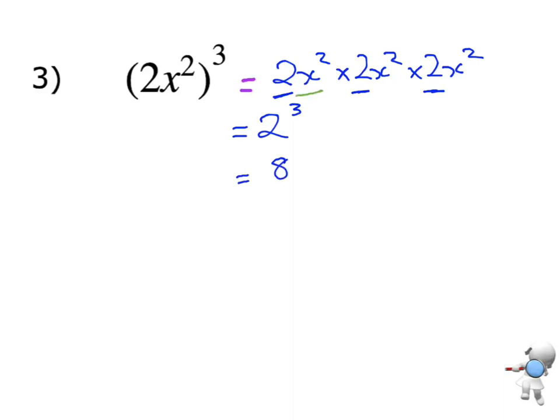Then think about the x's. x squared times x squared times x squared. That's going to give me x to the power of 6. So I can write it as 2 cubed x to the power of 6, or I can write it as 8x to the power of 6. Okay.